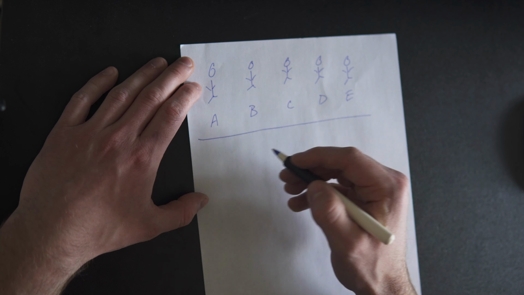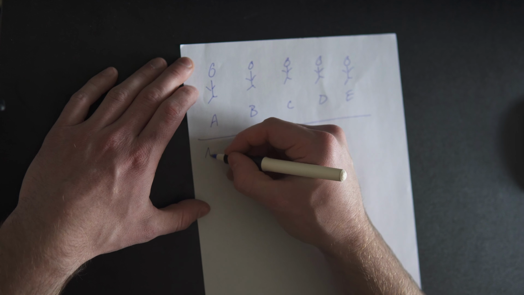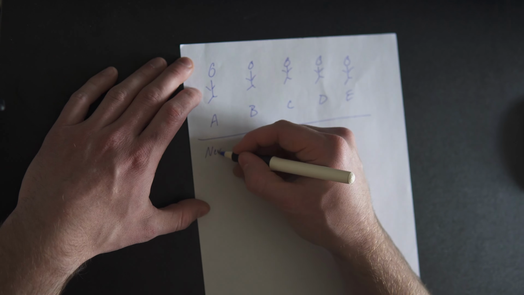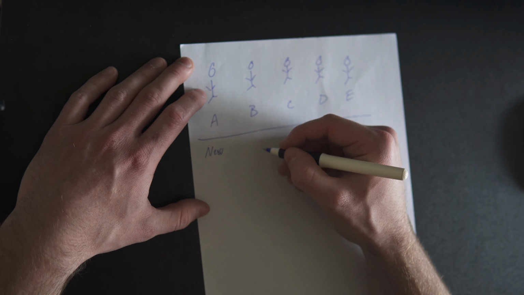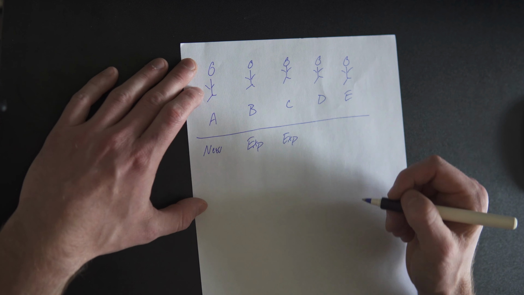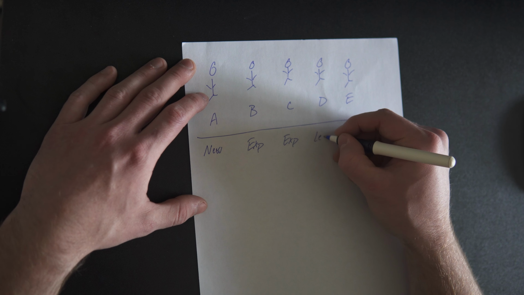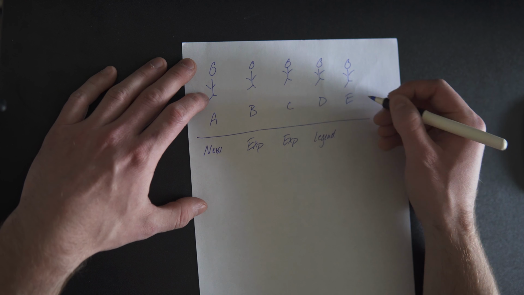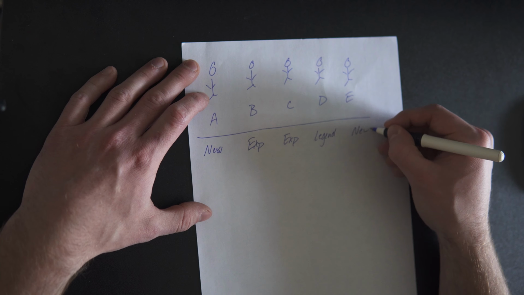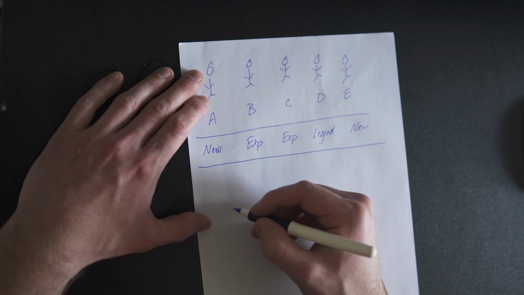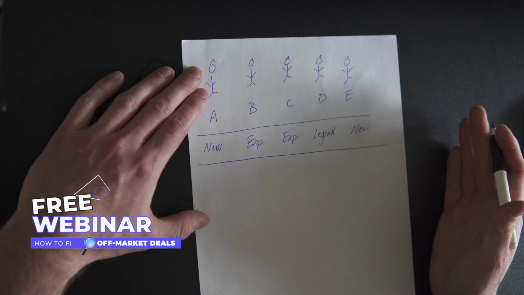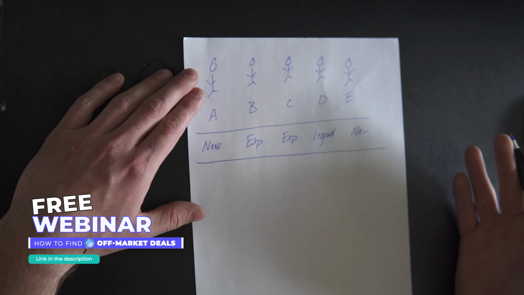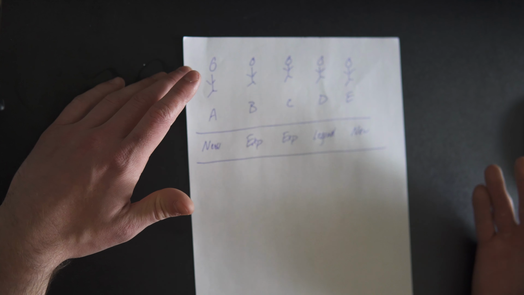Now, let's talk about the experience. Maybe buyer A is brand new. He just got into self-storage investing. Buyer B is experienced. Let's say buyer D has been doing this forever. He has legend status. And let's say buyer E is also very new. So that's their experience. And then let's talk about their desired rates of return. Their desired rates of return could be different for any number of reasons.